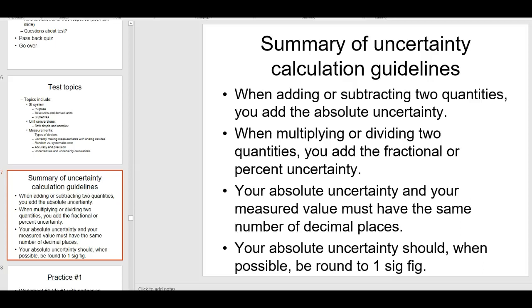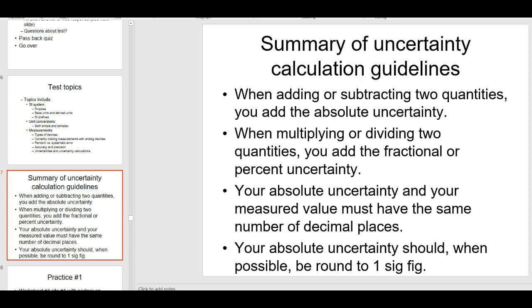Okay, so today I'm going to do a few example calculation questions regarding uncertainty calculations. And so here we can see from the notes basically a summary of uncertainty calculation guidelines. And so the rules are basically when you add or subtract two or more quantities, the rule is that you add the absolute uncertainty within those quantities. Second, when multiplying or dividing two quantities, you add the fractional or percent uncertainties.